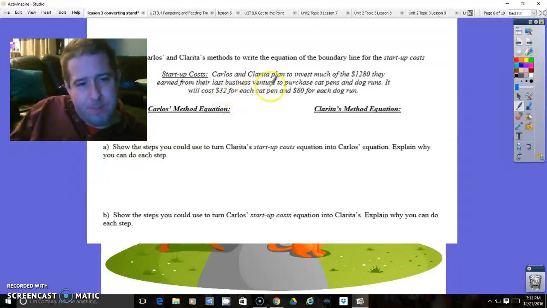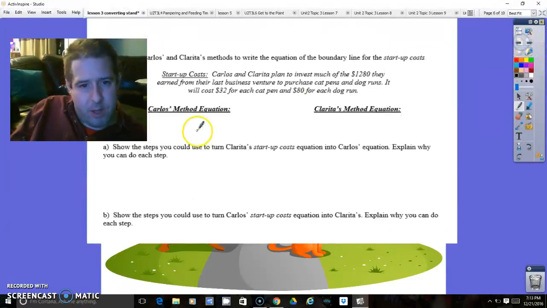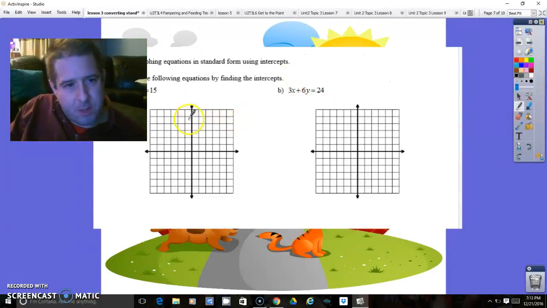So then this goes into the exact same thing with the startup cost, and you're going to do the exact same steps. Save a little bit of time. I'm not going to go through the other one. It's done exactly the same way. So you set up with Carlos and Clarita's equations, and then you're proving that the two things are exactly the same. So I'm going to go straight to the homework.